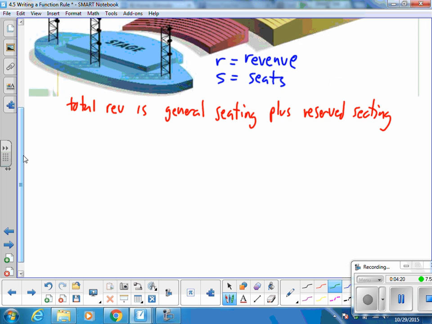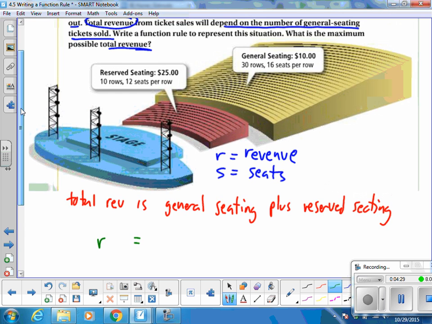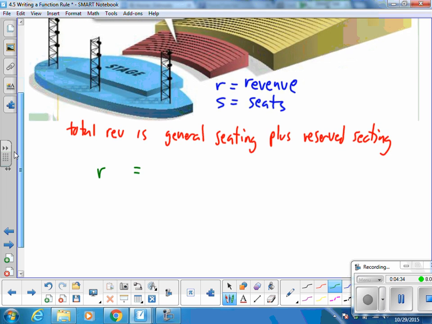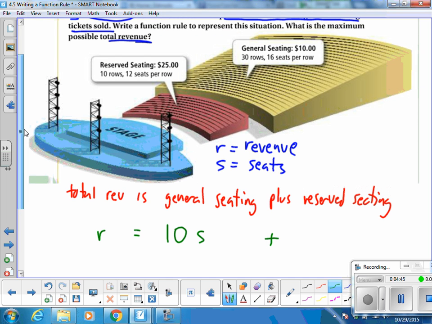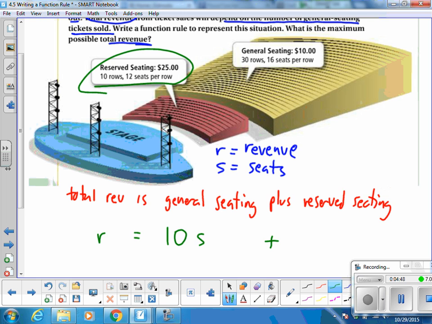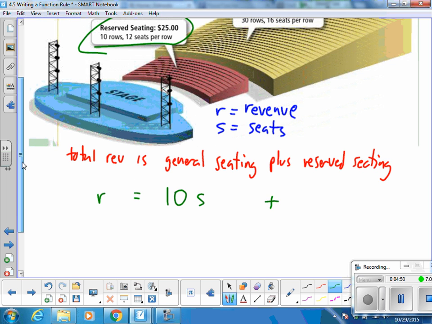So let's play this out. My total revenue is my general seating. Let's take a look at my general seating. It looks like my general seating is going to be $10 per seat, 30 rows, and 16 seats, but we actually don't know how many have been sold, so it's $10 per seat with S seats sold, plus my reserve seating, which is sold out, so that's going to be my $25 per ticket times the 10 rows times the 12 seats per row.